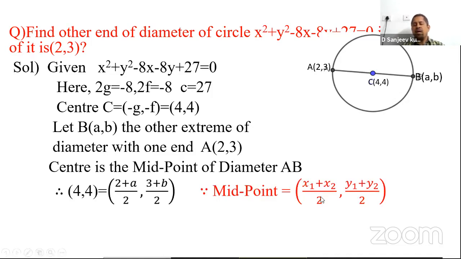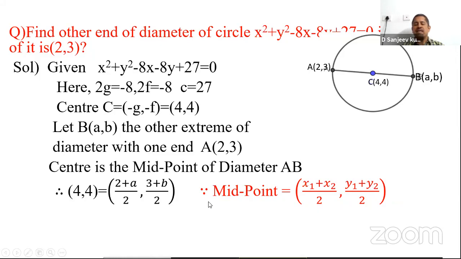You have a formula: (x1 plus x2)/2, comma, (y1 plus y2)/2. This you have learned in your first year. The values of x1 and x2 are known, and one of the values is not known, which you are going to find out. Likewise, the y1 value is known and the y2 value is not known.